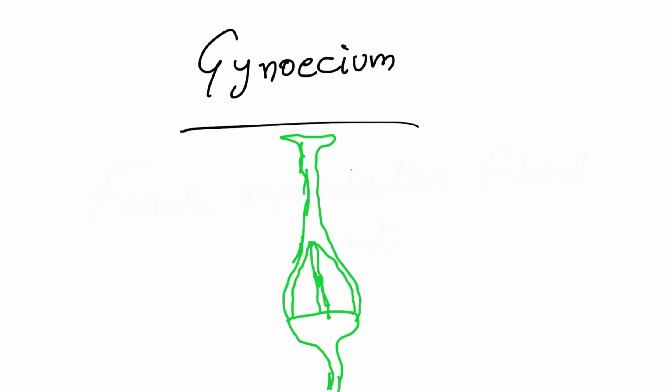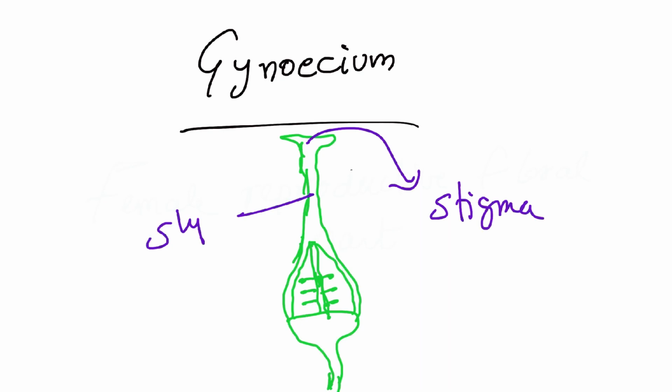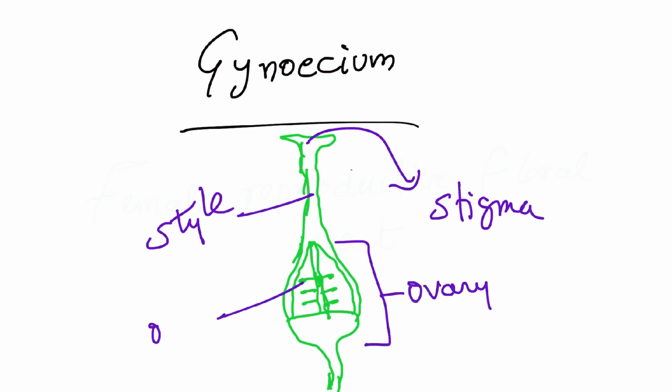That's the female reproductive floral part, and you have the structure developing from the thalamus. So of course you have the tube-like style, on the top of which is the stigma, which is meant to receive the pollen grains. The bulge part, of course, is the ovary, and inside it are the ovules. So these are the key parts of a standard gynoecium.